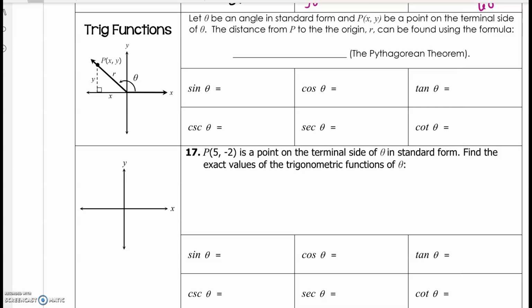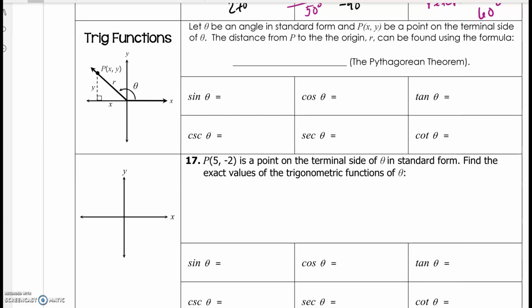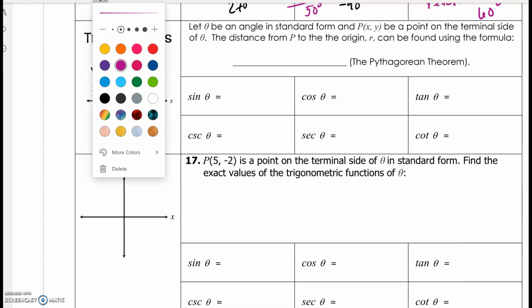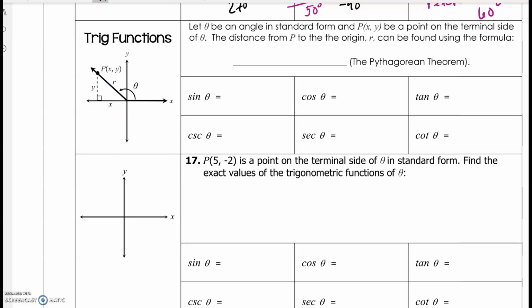Okay, so we're going to do a quick review about the trig functions that you learned in Math 2, but we're going to add to it why we need to know the reference angle. We'll use the color purple here. So it says let theta be the angle from the standard position to some point (x, y). That's the terminal side of theta, and then we can figure out the distance from the origin to that point. That becomes our radius.